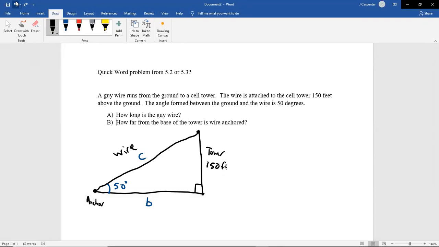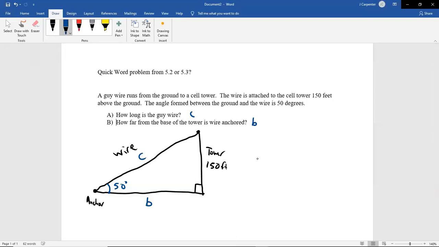What is the point of this problem? How do we use trig to do this? Our goal is to find lengths B and C. How long is the guy wire? So that is answer C. I know it's question A, but that means we want to find out the distance C. How far from the base of the tower is the wire anchored? That's that distance right there, B. So those are the goals.